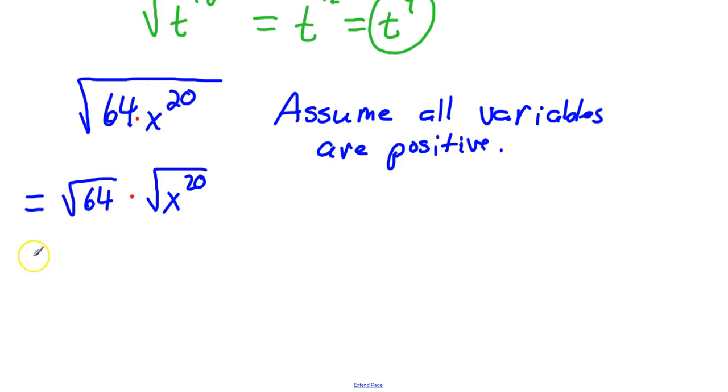So now you can do the square root of 64, which would be 8. And if you do the square root of x to the 20th, well, now you're just going to take 20 and divide it by 2. So that would be x to the 10th power.